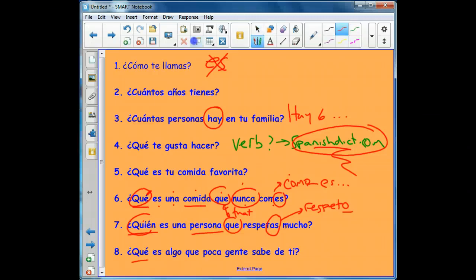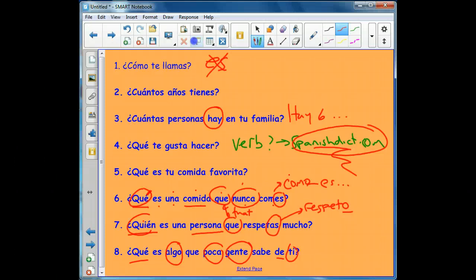Here's our qué with an accent mark, meaning what? Algo, which we learned before. Poca, which we learned before. Gente, which we learned before. Sabe de ti. A little bit more of a complicated question. ¿Qué es algo que poca gente sabe de ti? Ti is your word for you after a preposition, this preposition de. So, ¿qué es algo que poca gente sabe de ti?